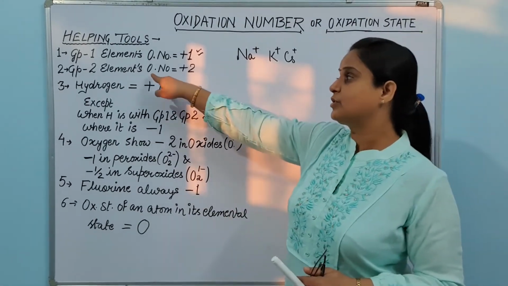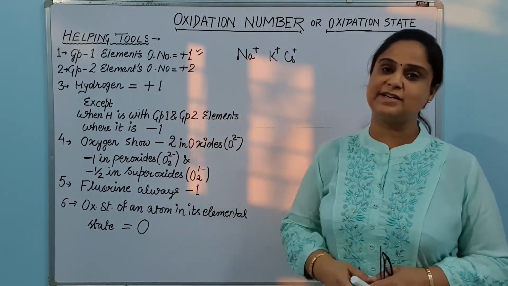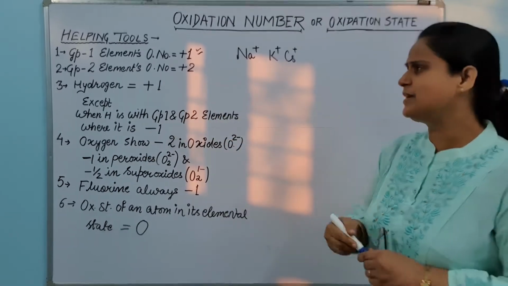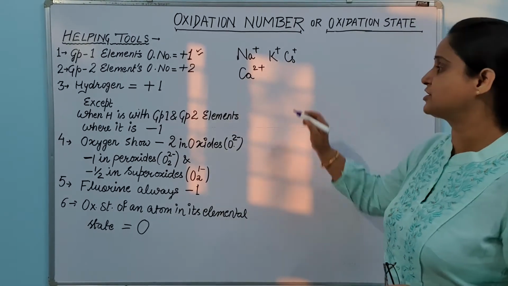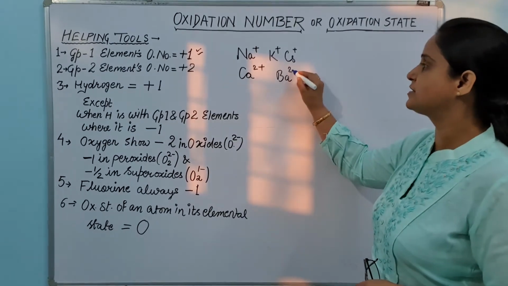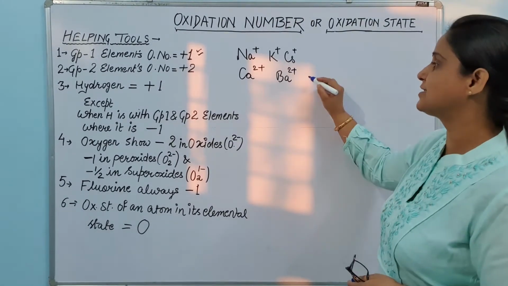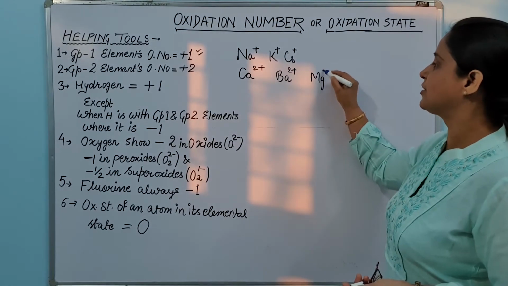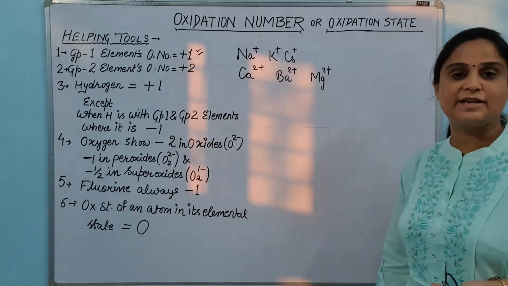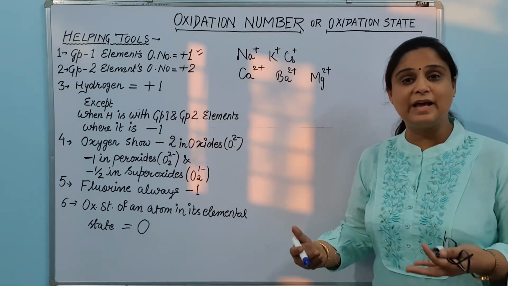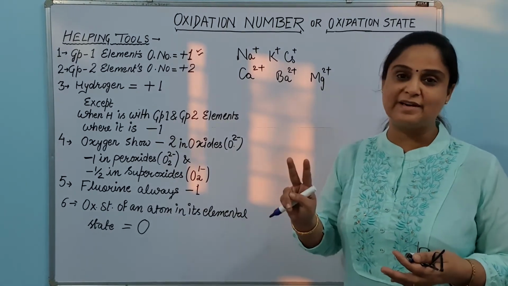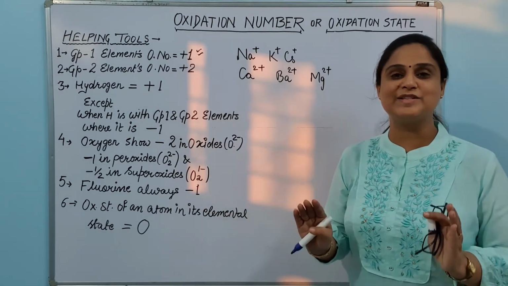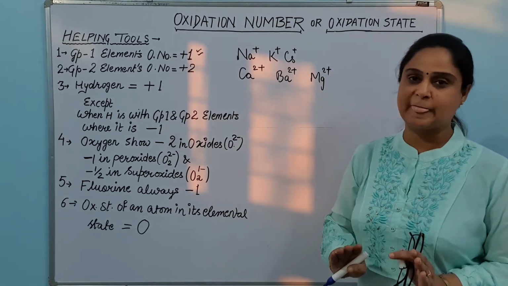Same way for the group 2 elements, the oxidation state is always +2. Calcium, you will never see other than +2 oxidation state. Barium, you can never see other than +2. Magnesium is always at +2 oxidation state. So these are a few reliable elements. First group and second group elements are always reliable. They will always show +1 or +2 oxidation state.